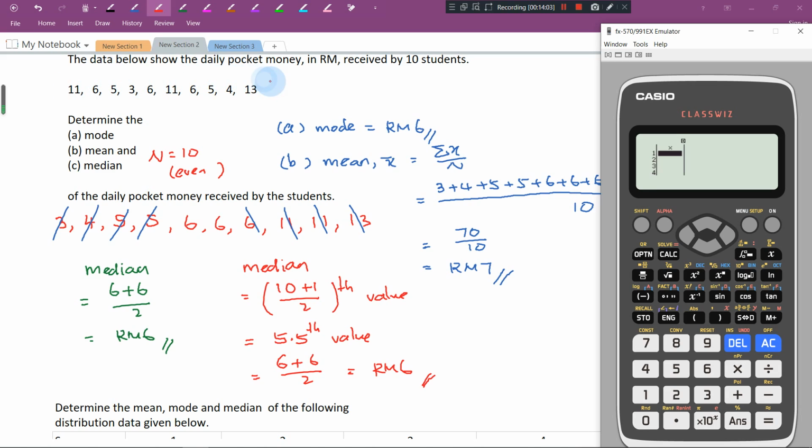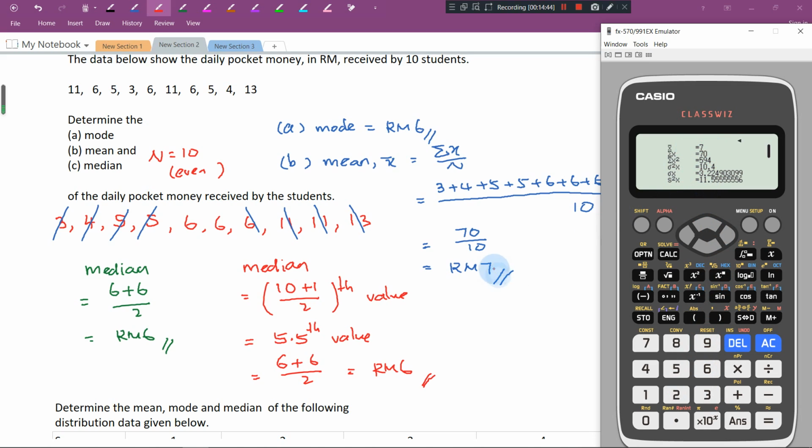Okay, let's try. We key in the data without arranging it, to see whether we can get the correct answer or not. 11, 6, 5, 3, 6, 11, 6, 5, 4, 13. Okay, I think the calculator should be able to get the answer even though we do not arrange it. Then you press the option, one variable calculations. Let's check whether it is correct or not.